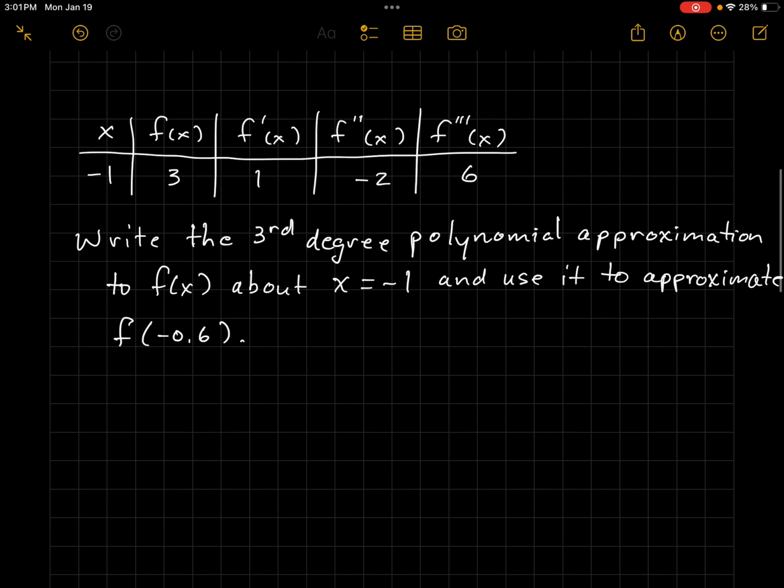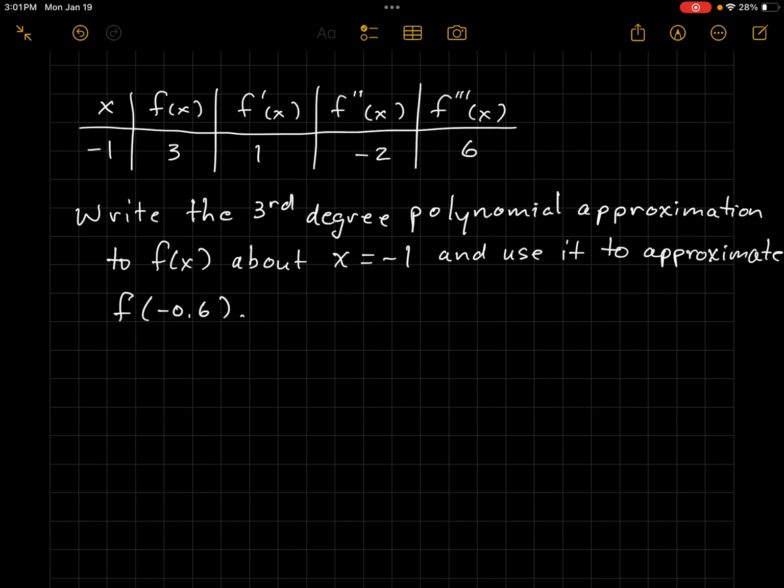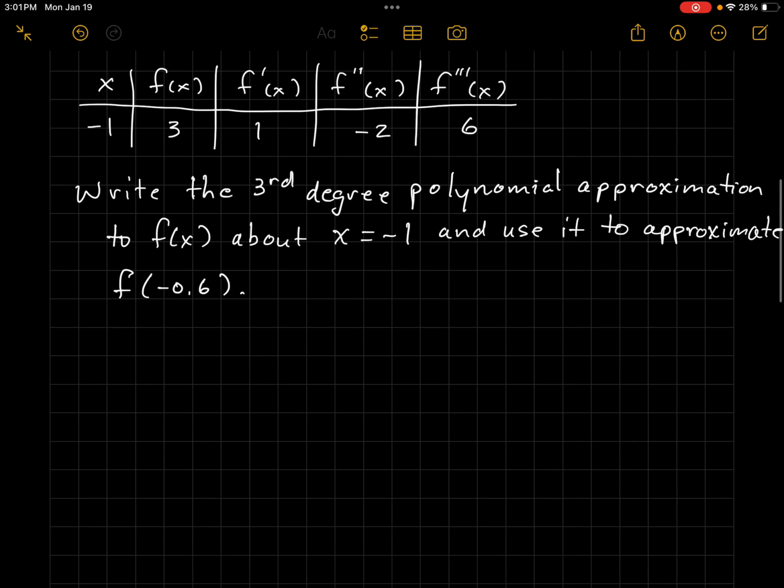Problem number 2. And I'm not putting down all the technicalities about convergence on the interval of convergence. We'll talk about that in later videos. But just assume everything works out nicely so that we can answer the problem. So given this information in the table, let's write the 3rd degree polynomial approximation to f of x about x equals -1.